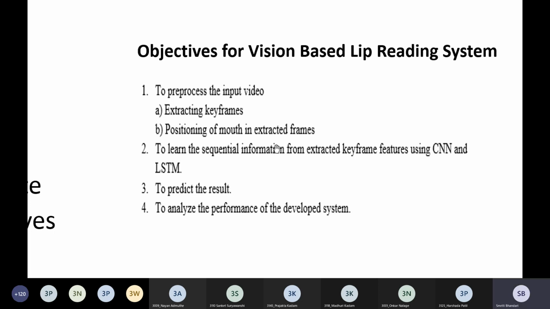So we would like to position the mouth, right, so that we can process only the lip movements or the mouth movements in further steps. This will help us reduce the overall processing time also. So instead of processing the entire frame, we are now going to process the cropped frame.